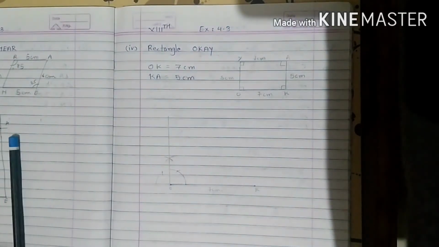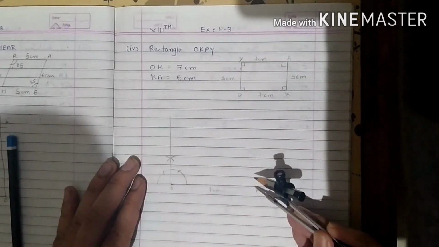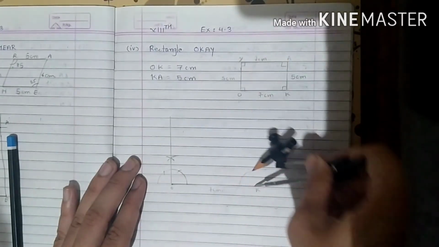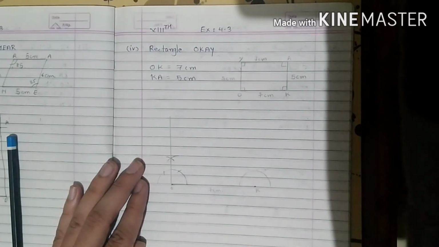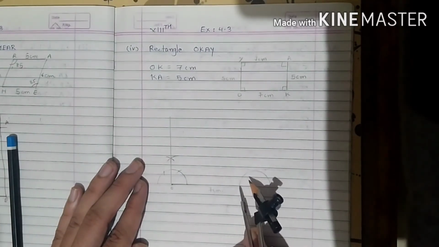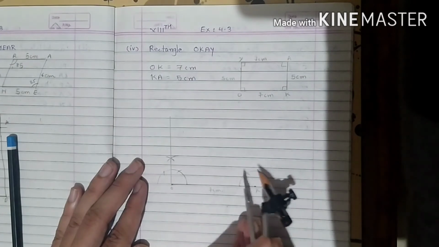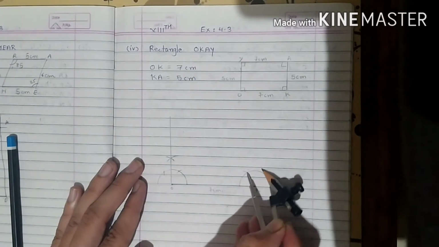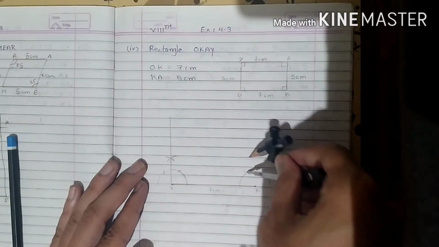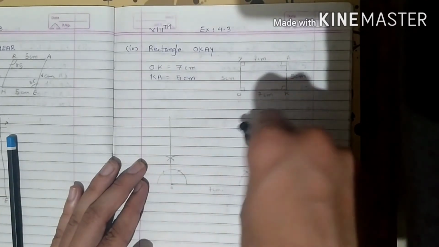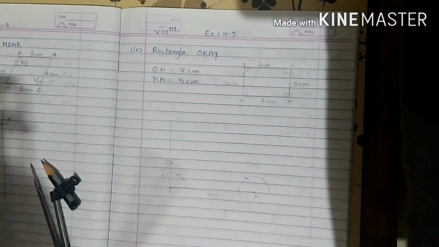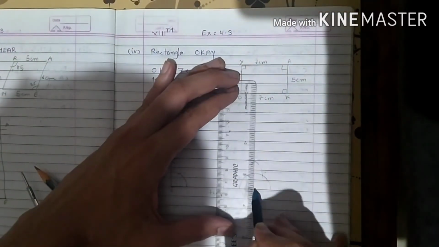Now similarly we will draw 90 degree at point K. So draw a half semicircle at point K. Now draw 60 degree, draw 120 degree, draw one arc like this, and from 120 bisect this arc. So this is 90 degree at point K.